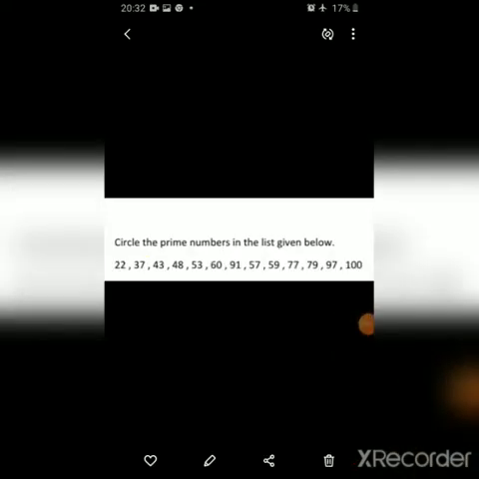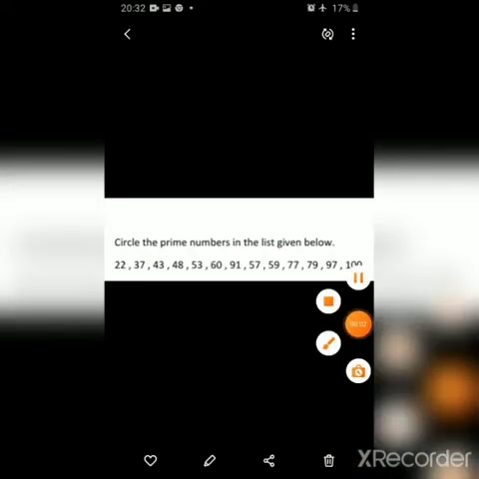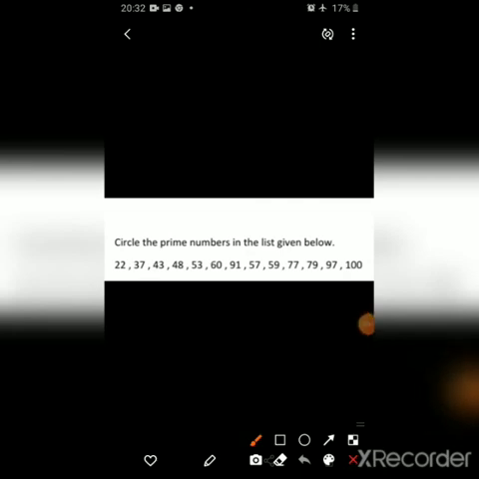Some questions. Circle the prime numbers in the list given below. Here some numbers are given. Those that are prime numbers, circle them. Now look, 22. Is 22 a prime number? No. 37 is a prime number. 43 also prime number. 53 also prime number. 59 prime number. 79 prime number. And 97 also prime number.